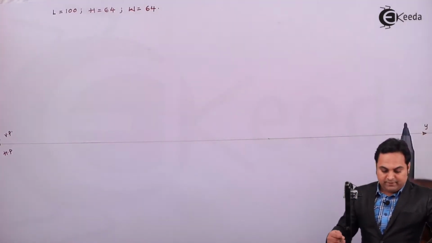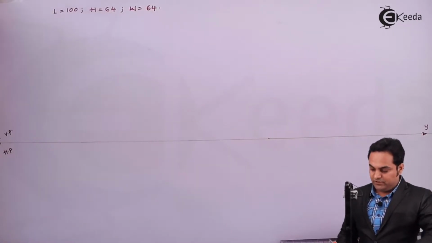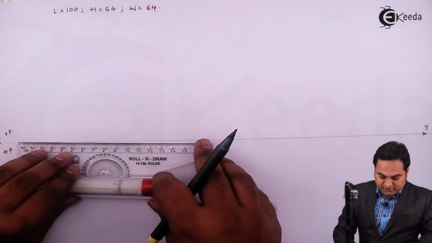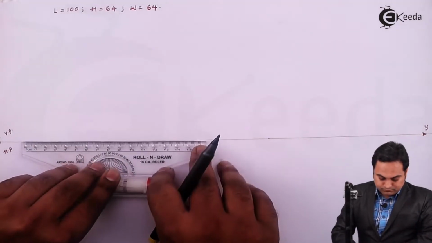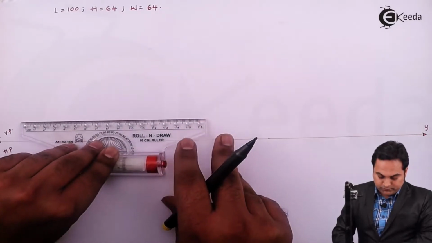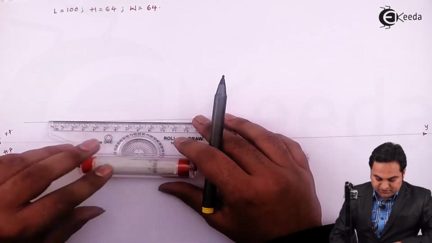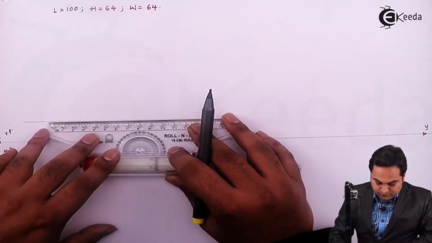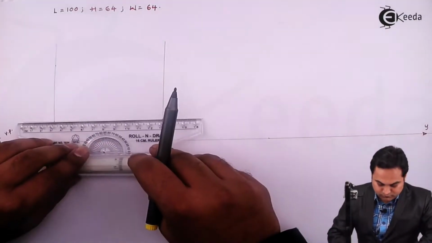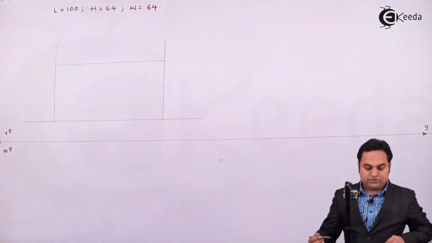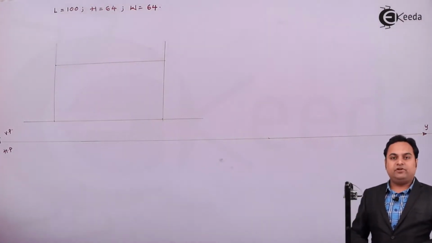So now I am starting with the front view first. The length is 100, height is 64, which is visible from the front. So drawing a rectangle. Projecting a light line. Over this I am marking 100 mm. So this is the rectangle inside which I would be drawing the front view.